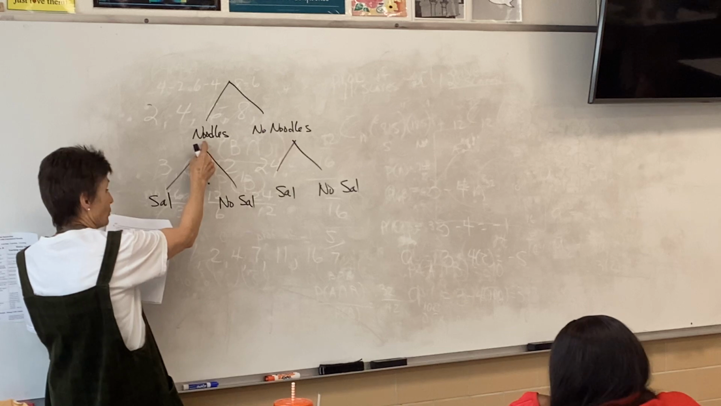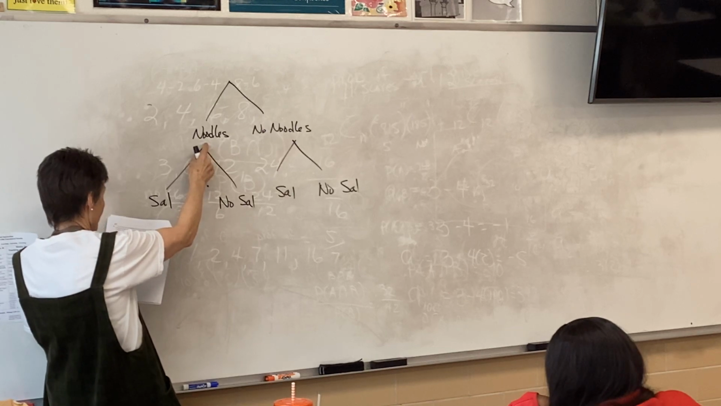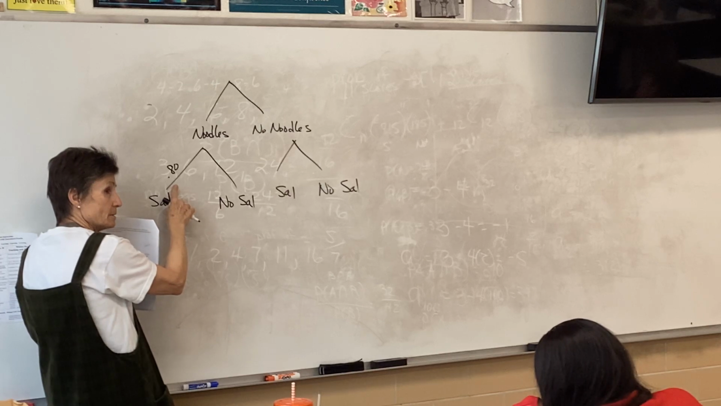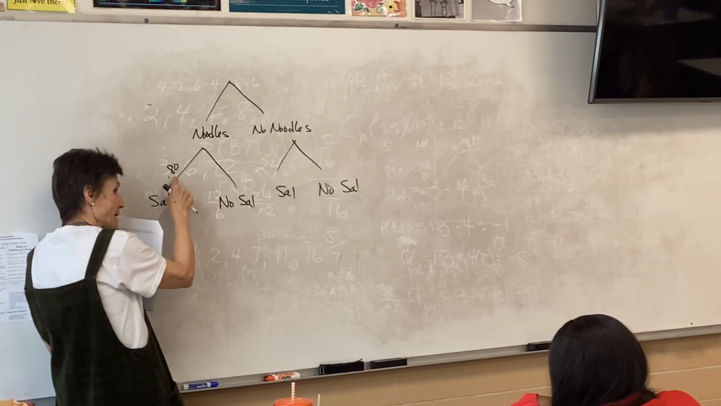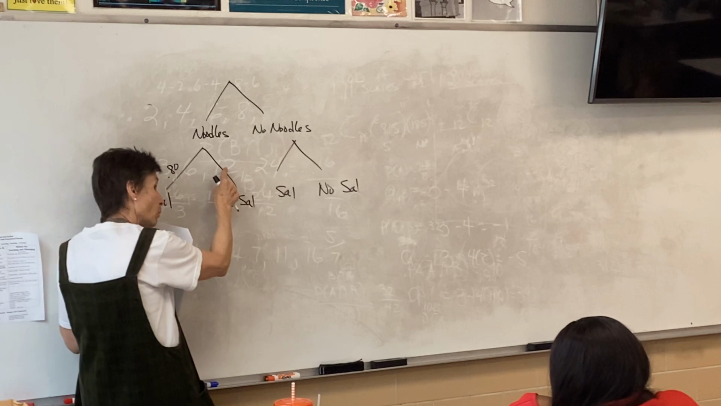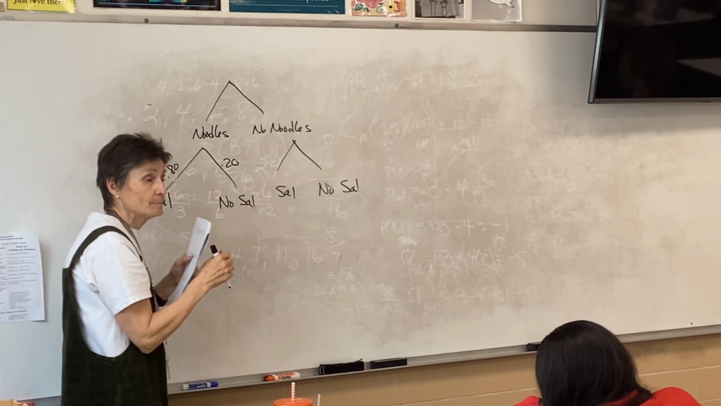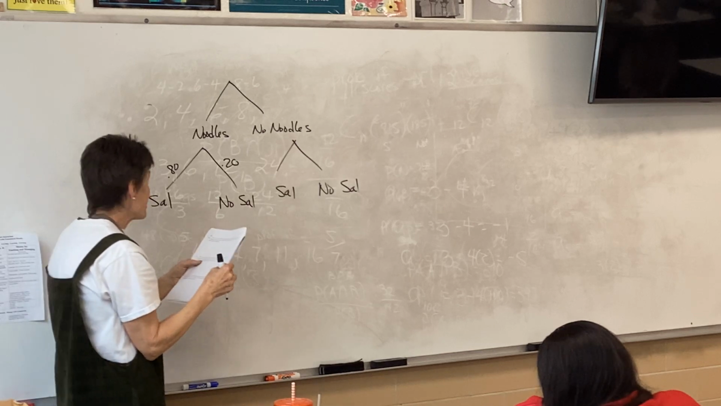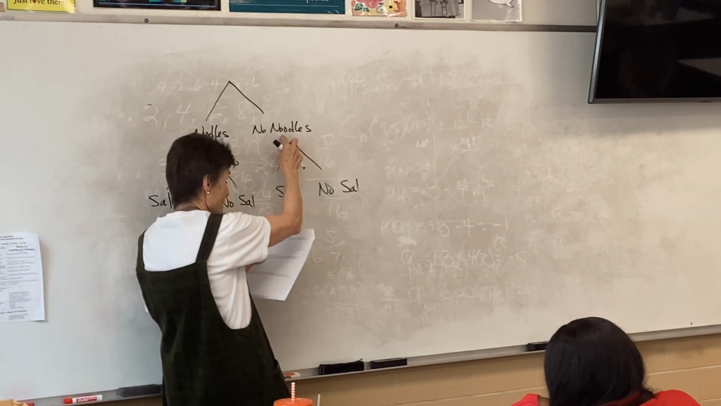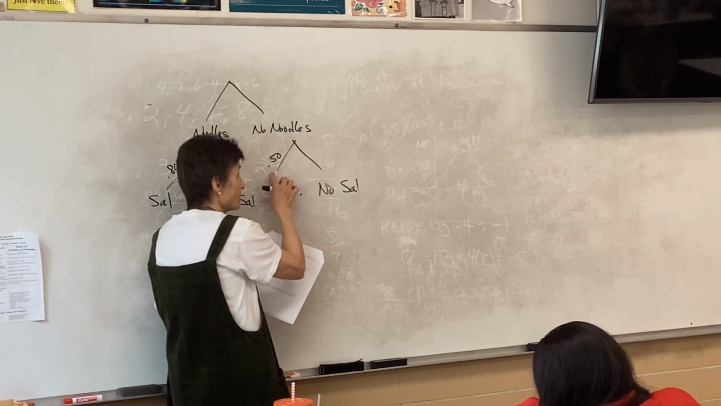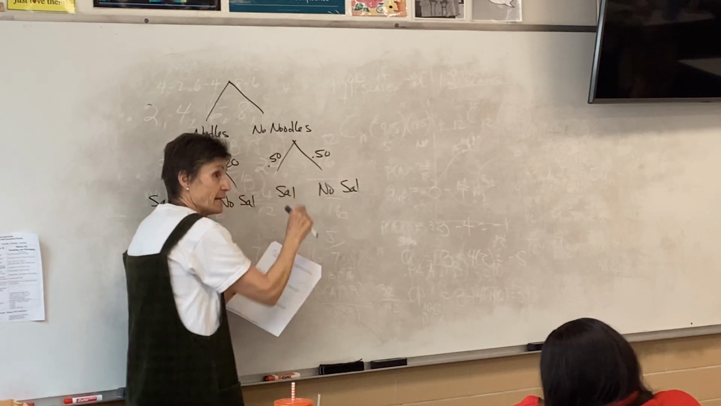If we serve noodles, so it's right here, this is noodles, there's an 80% chance I'll serve salad. And as soon as I put a .80 here, I'm going to put a .20 here. If we don't serve noodles, no noodles, there's a 50% chance for both salad and not salad.